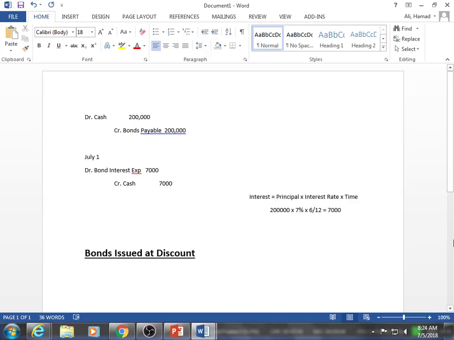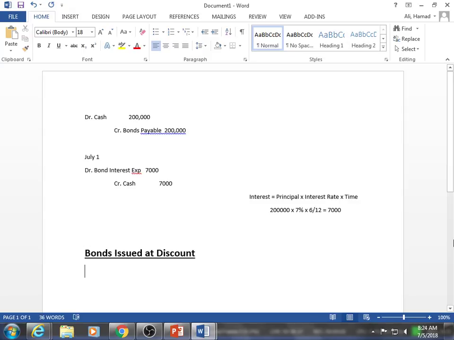So with the Carat, let's go with this. Carat issues $200,000 of 7% 5-year bonds at 95.944. What does that mean? A bond is issued at 95.944. That means the bond is issued at 95.9% of the face value.